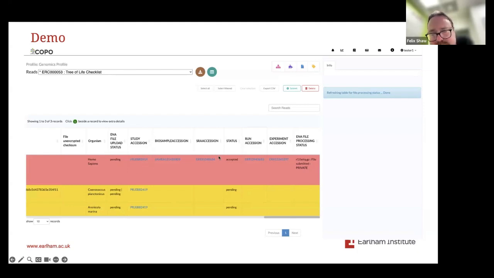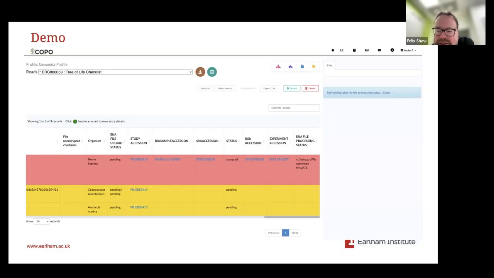And then in the background, over the coming hours, it will transfer your data from the Copo VMs to ENA, which can take a long time, but it all happens in the background. So you can go away, use this PRJ number. I think every 24 hours, ENA ingests the new data that's been submitted to it. And so within 24 hours, you can then come back into Copo and set the status of the submission to public, and then it's open to the world.